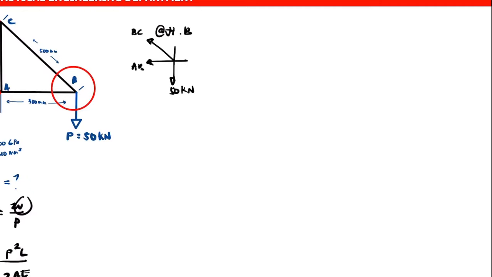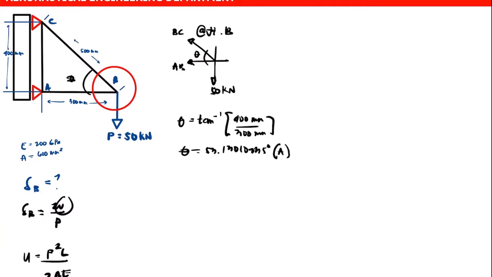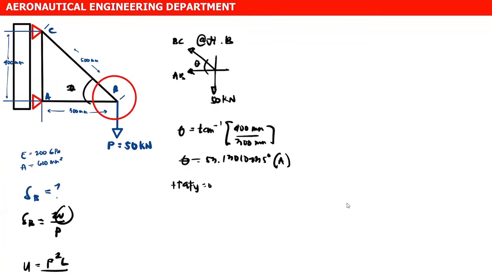Okay. So, this time, yung theta. Paano natin kukunin yung theta? Using this triangle. So, this is your theta. And theta is equal to arctan, no? Arctan 400 millimeter over 300 millimeter, which is 53.1301023 degrees. Okay. So that is your theta. So pwede na tayo mag-summation forces. Nakuha na natin yung theta, which is 53.1301023 degrees, and in-store ko sa A.